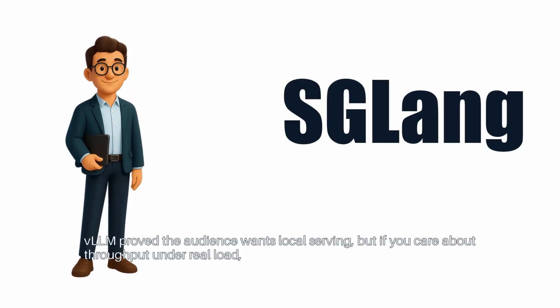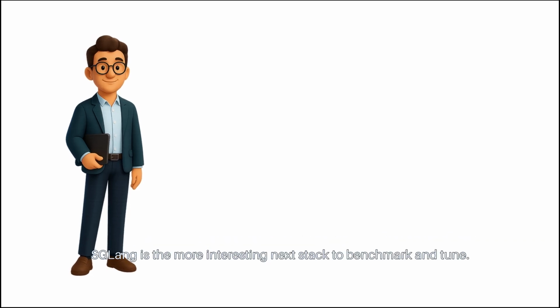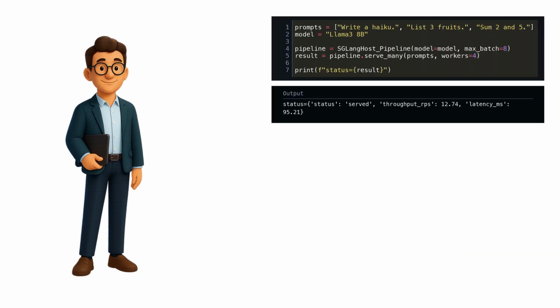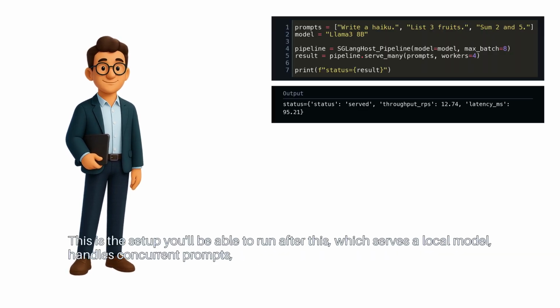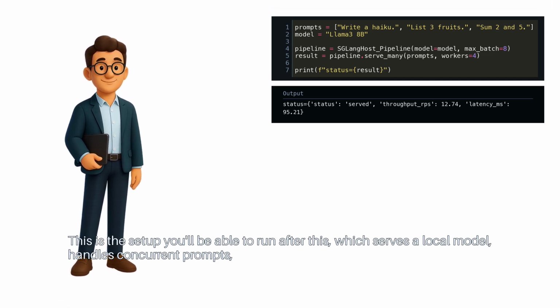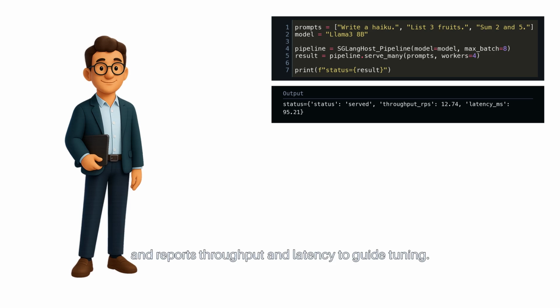vLLM proves the audience wants local serving, but if you care about throughput under real load, SGLang is the more interesting next stack to benchmark and tune. This is the setup you'll be able to run after this, which serves a local model, handles concurrent prompts, and reports throughput and latency to guide tuning.